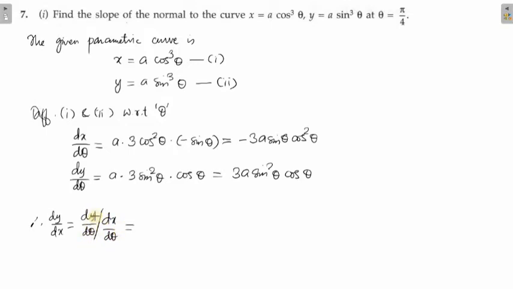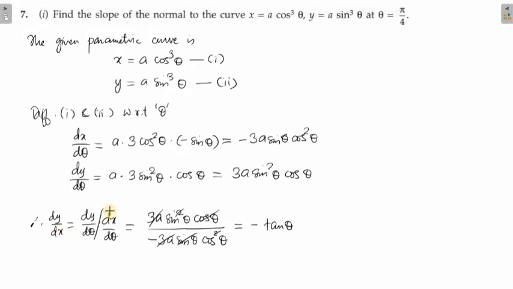So dy by d theta is 3a sine square theta cos theta, divided by dx by d theta, which is minus 3a sine theta cos square theta. The 3a and 3a get cancelled, sine theta and sine square theta get cancelled, cos theta and cos square theta also get cancelled. So this is minus sine theta by cos theta, that is minus tan theta. This is your dy by dx.